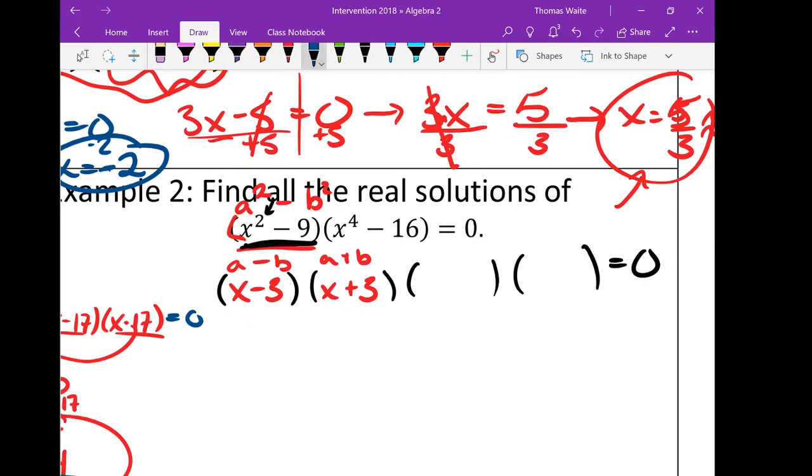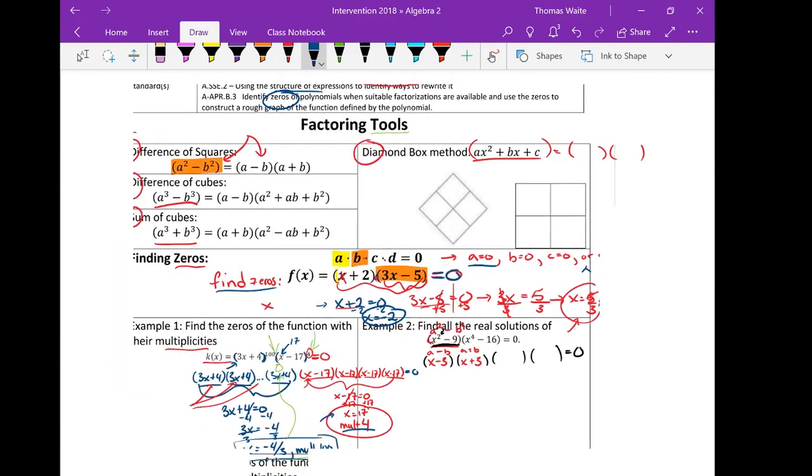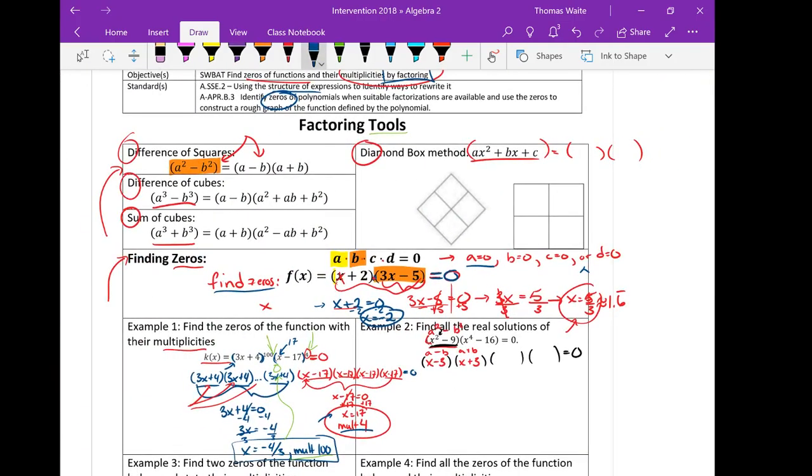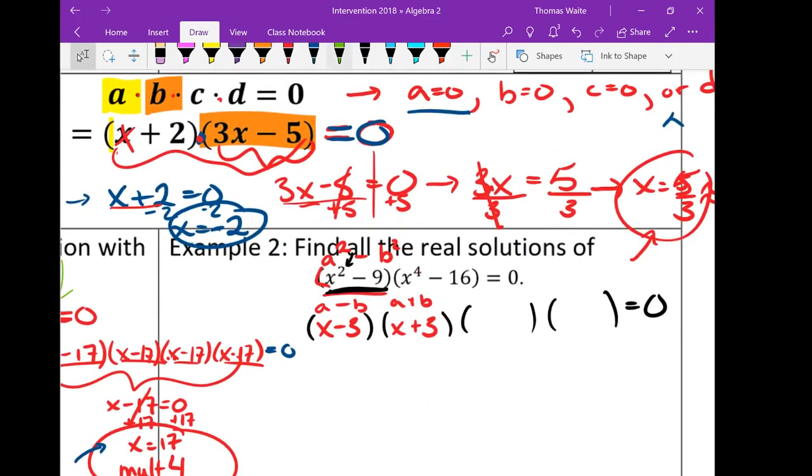The next one says x to the 4th. Well, I don't have a tool that's specifically for x to the 4ths. But if we remember, sometimes we could use difference of squares when we had an even power. So this has x to the 4th. That's an even number. We might be able to split this up using difference of squares. So I'm going to make it look like a squared minus b squared.